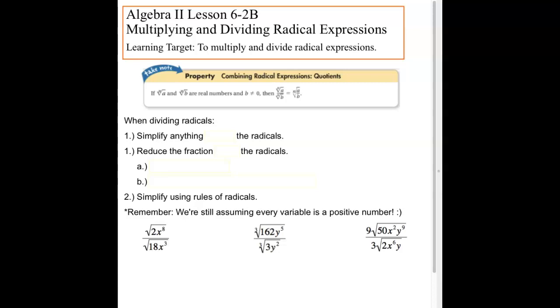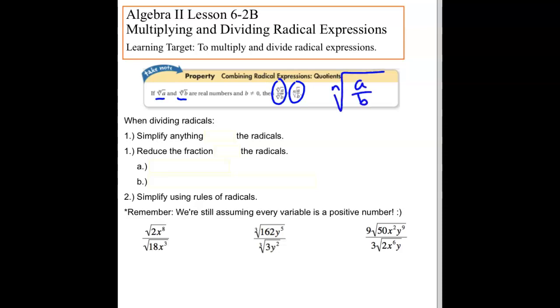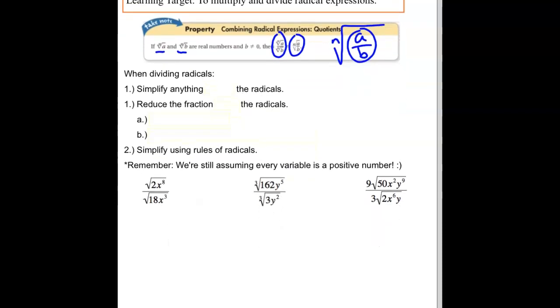All right, so just like we had with multiplication, if we have the same kind of index and the A and B inside there represents real numbers, then we can do division just like we did multiplication. As long as the index is the same, we can combine it into one division problem. Okay? And the nice thing about that is if we can then reduce this A over B, we can simplify our expression.